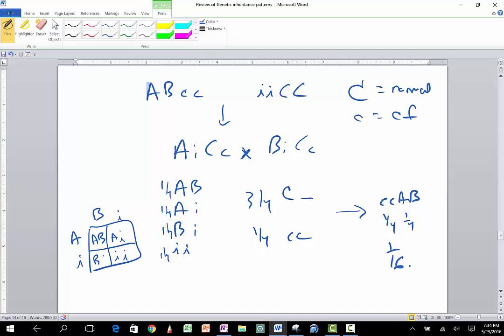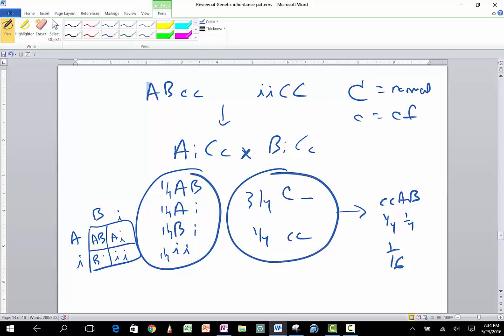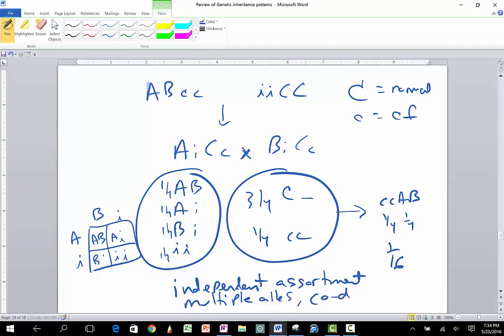Not the best example. But the main thing is that you figure out whatever ratios are going on with one gene, whatever ratios are going on with the other genes, and then multiply them together as long as there's independent assortment going on. So here we have independent assortment. We also have multiple alleles because we can have more than 2 alleles at a locus. And then we also have codominance going on. So there's lots of stuff going on with that particular cross.